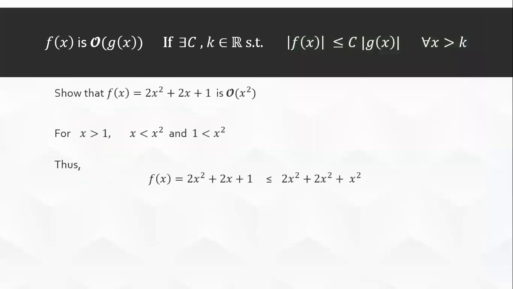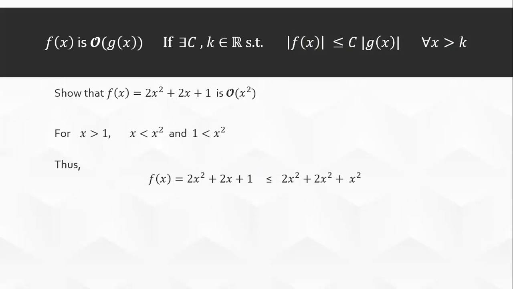So I need those to jump off the page. So I get this next statement then. I can say, 2x squared plus 2x plus 1 is less than or equal to 2x squared plus 2x squared plus x squared. The first few times you see these sorts of problems done, this can bother you a little bit, but the trick to remember is that I'm dealing with an inequality here. I don't need it to be strictly equal to.